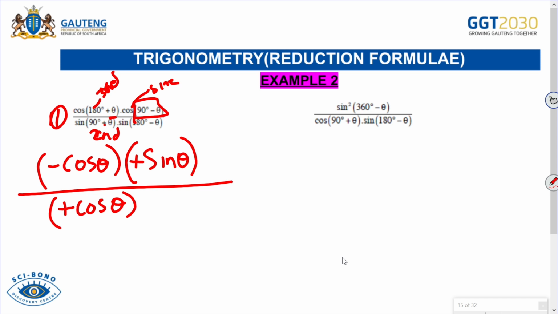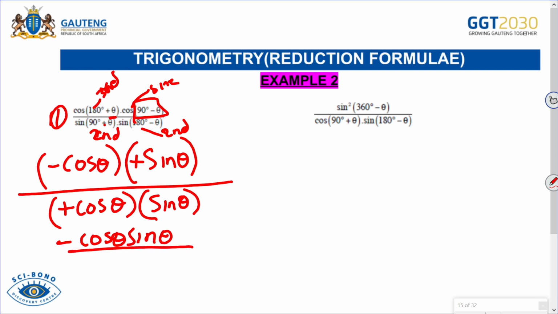And then 180 degrees minus theta, it's going to be in the second quadrant. And in the second quadrant, your sine is positive. And 180 degrees minus theta is not a cofunction, so we just leave our sine theta as it is. So your negative times positive, you'll get negative cos theta sine theta.